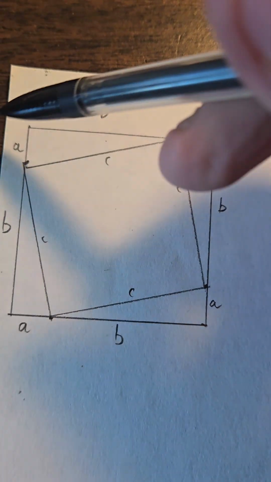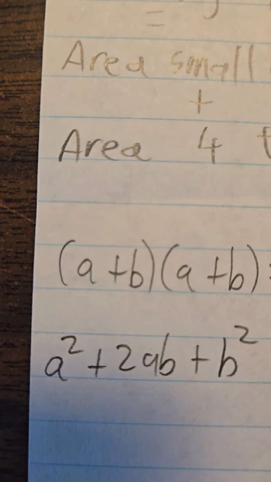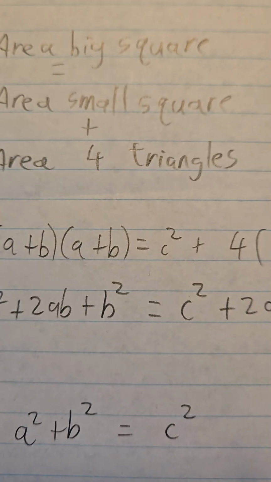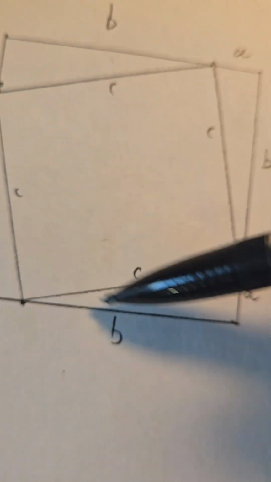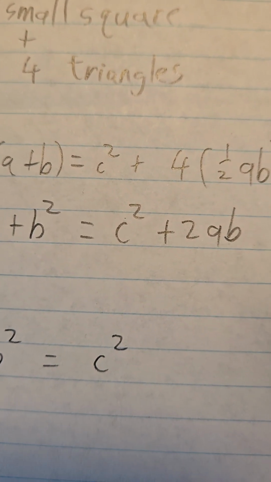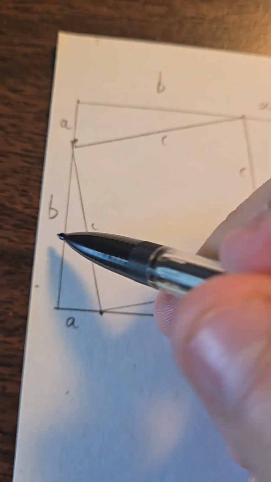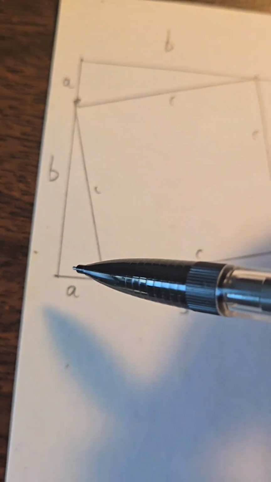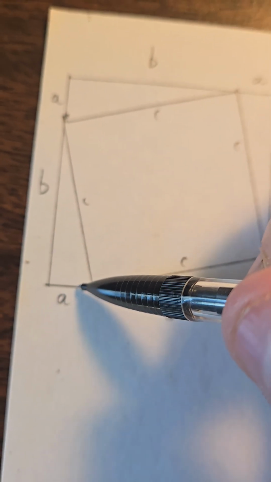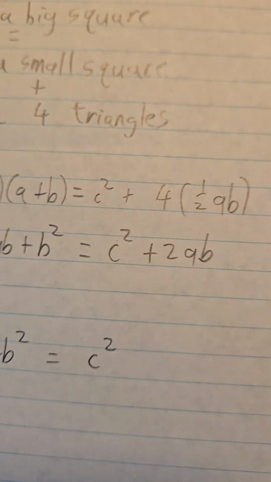Well, what's the area of the square? It's side times side, A plus B times A plus B. There it is. Now, what about the square in the middle? I call each of these sides C. So C squared is the area of the inside square. And a triangle, seeing that's 90 degrees, would make B the height. Area of a triangle is half times A times B. So 4 of them is 4 lots of half AB.